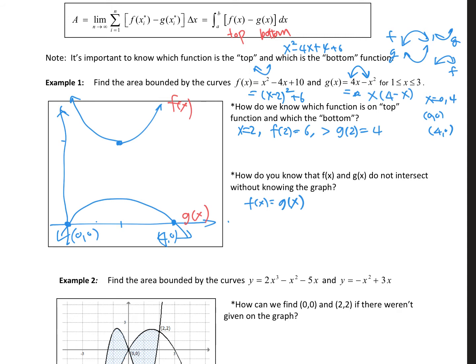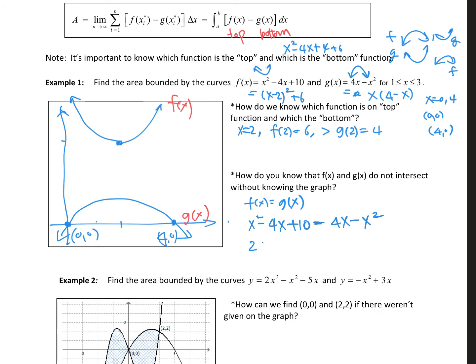There are some questions where at some portion one function is on the top, and then it switches, right? So how do I know when they switch? When they meet, when the two functions intersect. So how do I find where the functions intersect? You let them equal each other and solve for x. So x squared minus 4x plus 10 is equal to 4x minus x squared. I want to try to solve it.